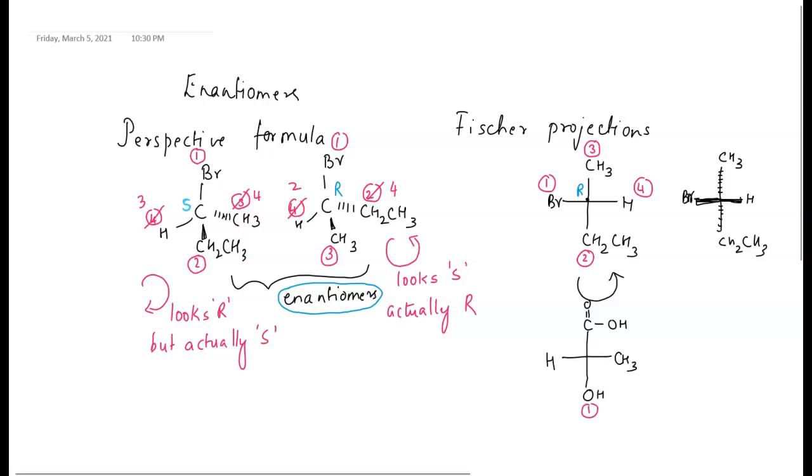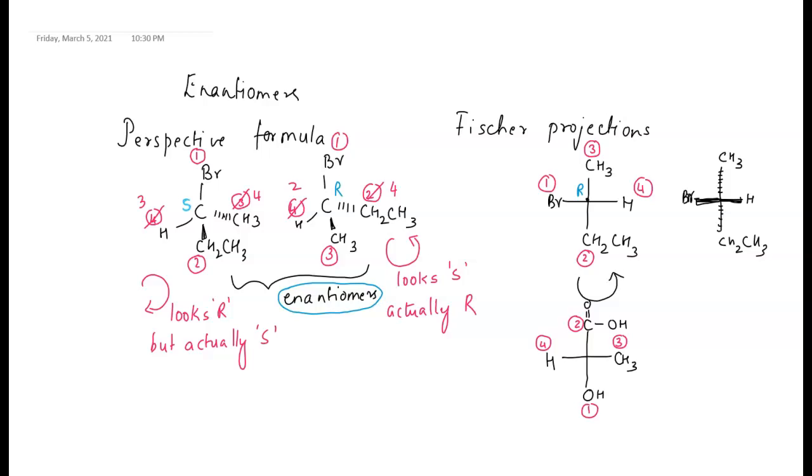Number 2 would be my carboxylic acid group. Number 3 is the CH3, and this is my fourth group. Now again, remember that the horizontal bond represents groups that are coming out of the plane, or you can think that horizontal means hugging. It's coming out to hug you. So they are coming out of the plane.